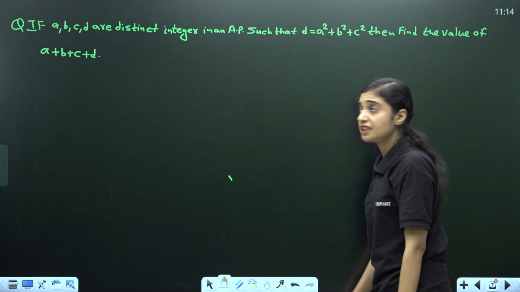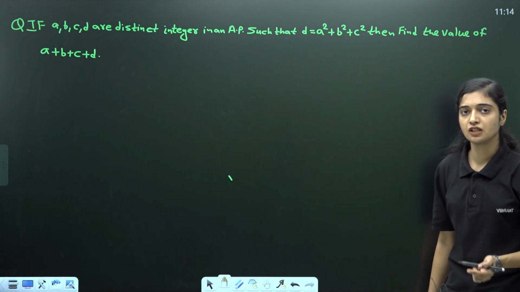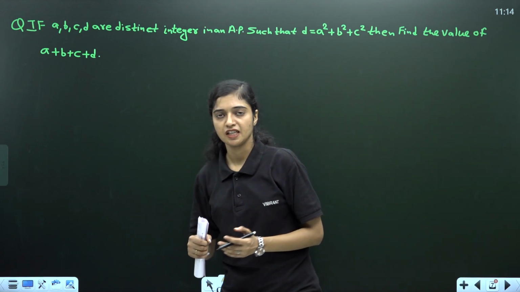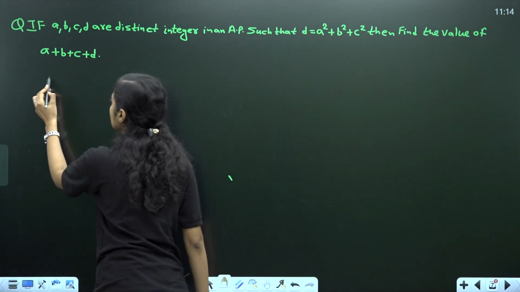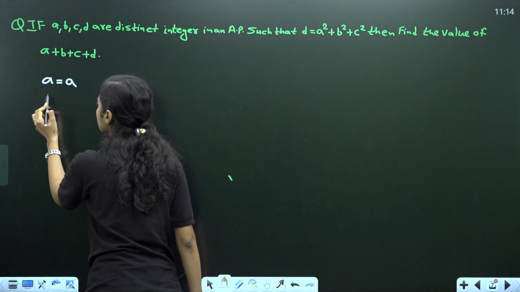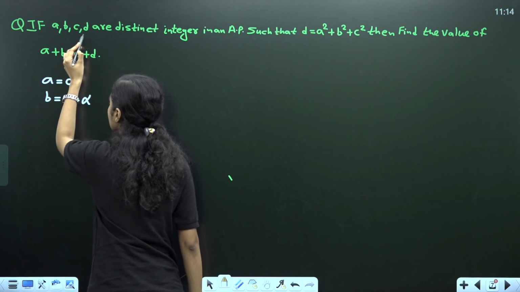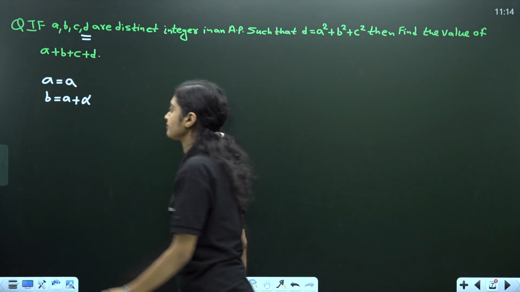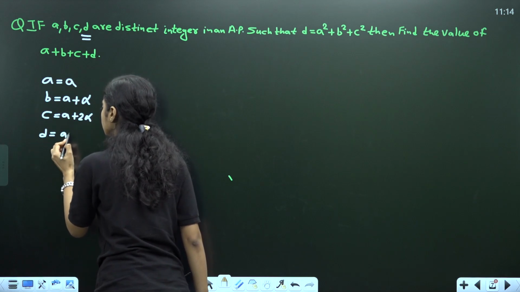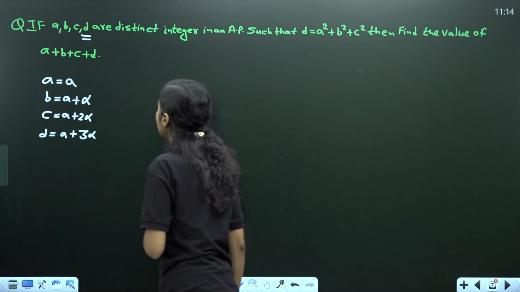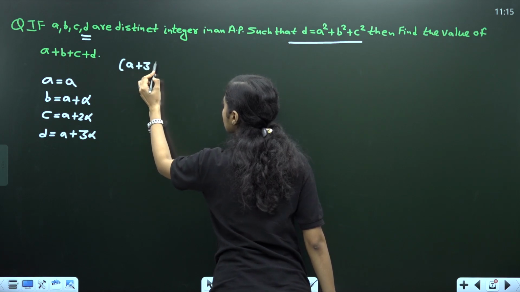Now the next question: a, b, c, d are distinct integers in an AP. We know the AP's terms are a, a plus d, a plus 2d, a plus 3d. Here the letter d is already used, so if we write the first term as a, then the second term is a plus d, but since the letter is already used, we denote the common difference by alpha: a plus alpha, a plus 2 alpha, a plus 3 alpha.